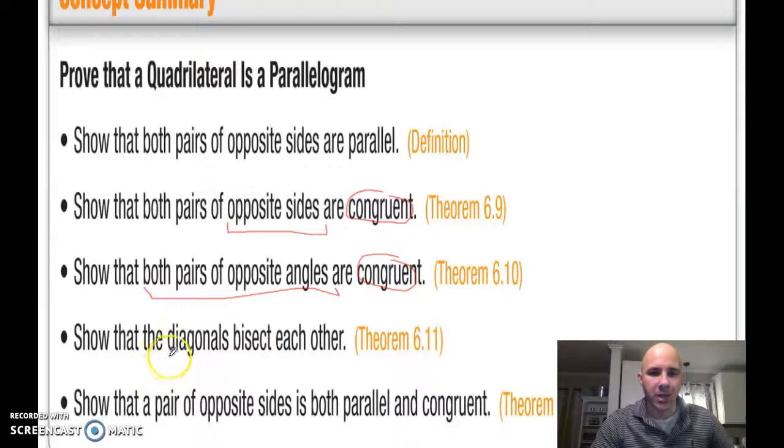You want to show that the diagonals bisect each other. And usually you could figure that out by using the midpoint formula. And you want to show that a pair of opposite sides is both parallel and congruent. So when you take care of all 5 of these, you can prove that the quadrilateral is a parallelogram. All right, if you have any questions, let me know.